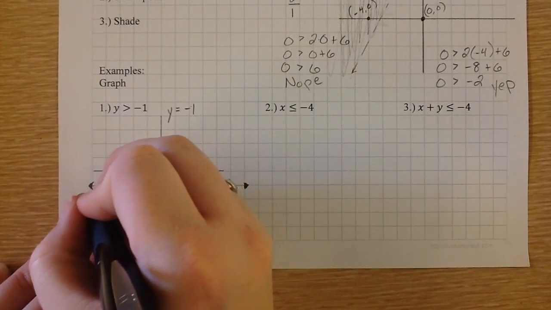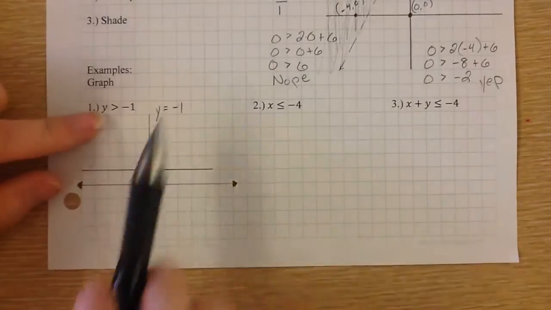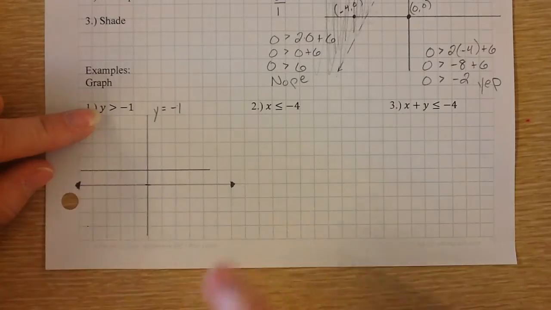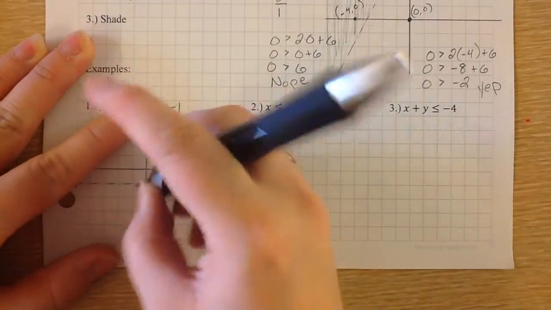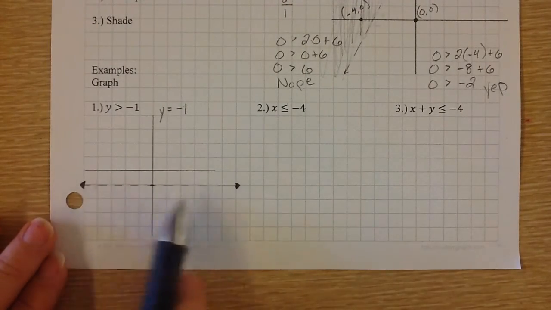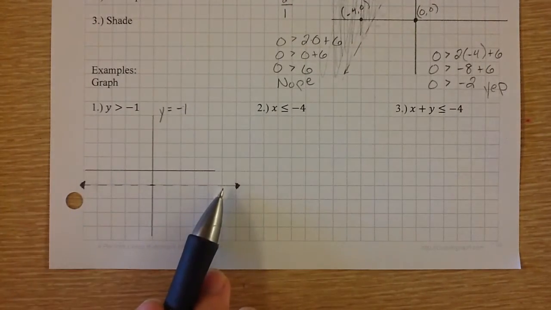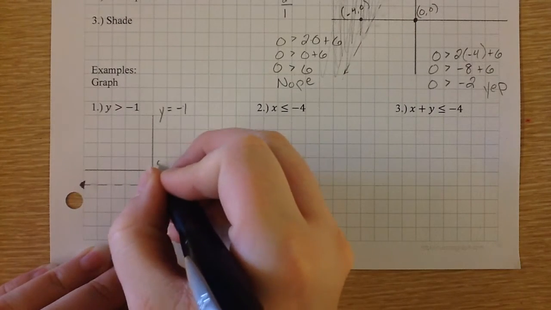Right there. Okay, and now I want to look, does it need to be dashed or solid? Well, it's strictly greater than, so that's dashed. So we're going to come in and we're going to dash it. So there's my dashed line right there. And now pick a point. Okay, so let's pick this point here, point 0, 0.